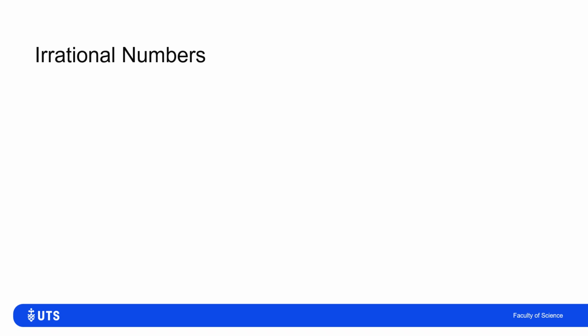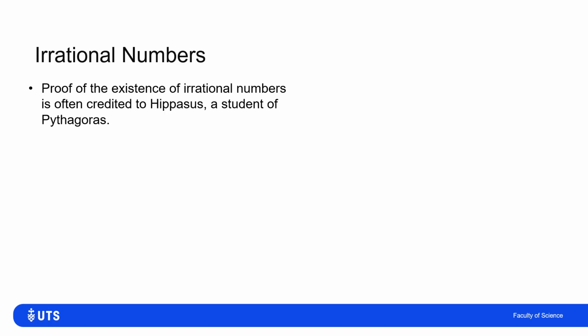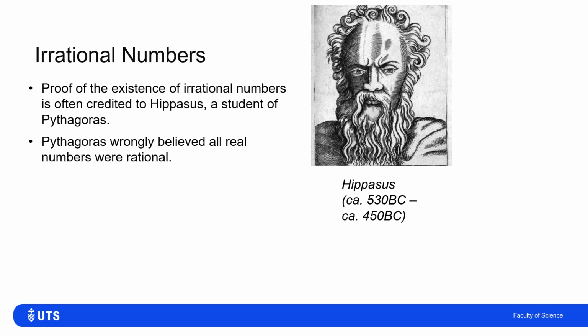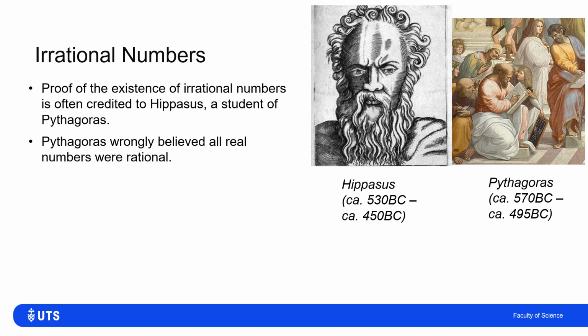There's a commonly told story in the history of mathematics, may or may not be true, but proof of the existence of irrational numbers is often credited to a student of Pythagoras. Now, Pythagoras himself is said to have believed strongly and believed wrongly that all numbers were rational. That is, for example, that you could find two integers, one divided by the other, that would give you the value of pi. And Hippasus was Pythagoras' student, and Pythagoras himself.